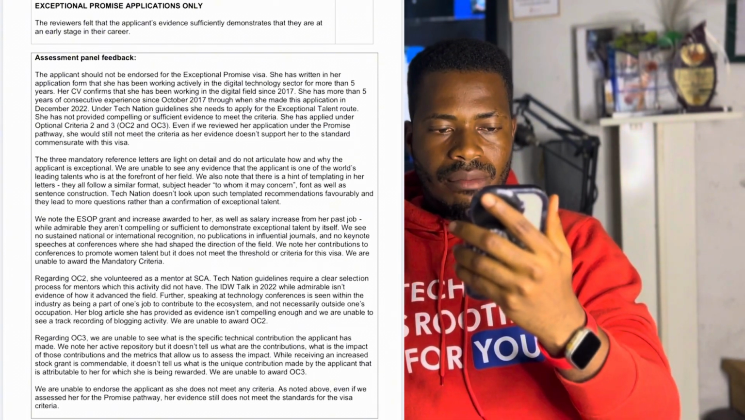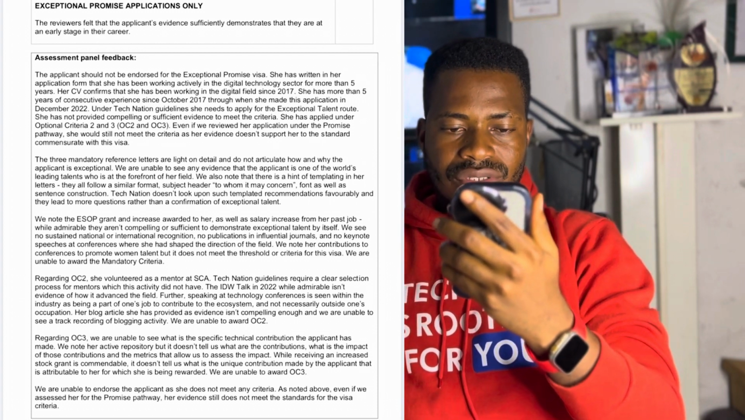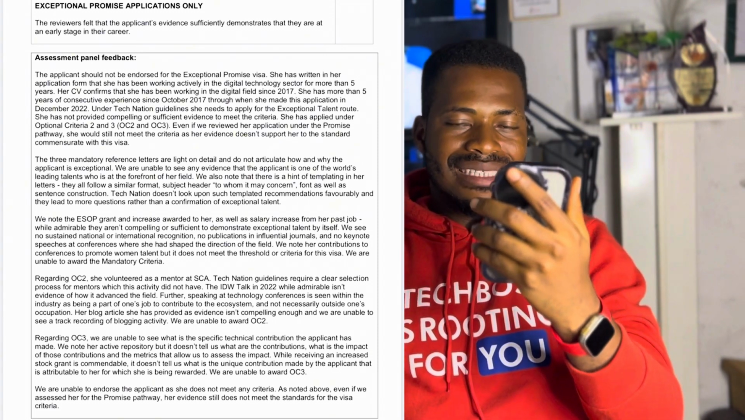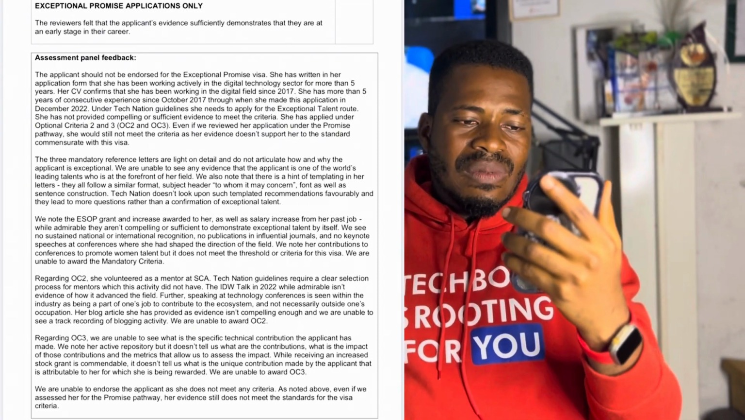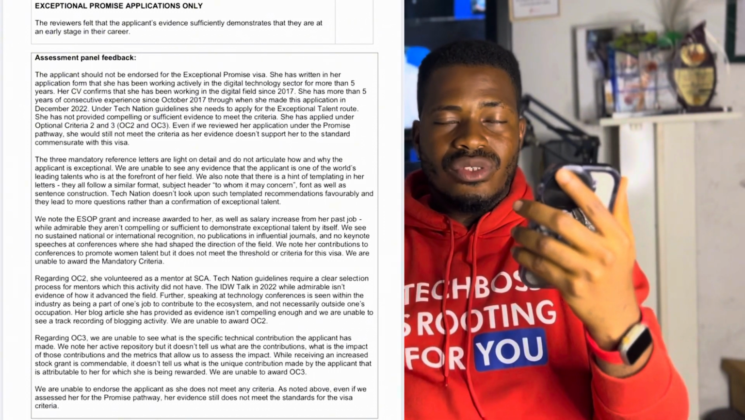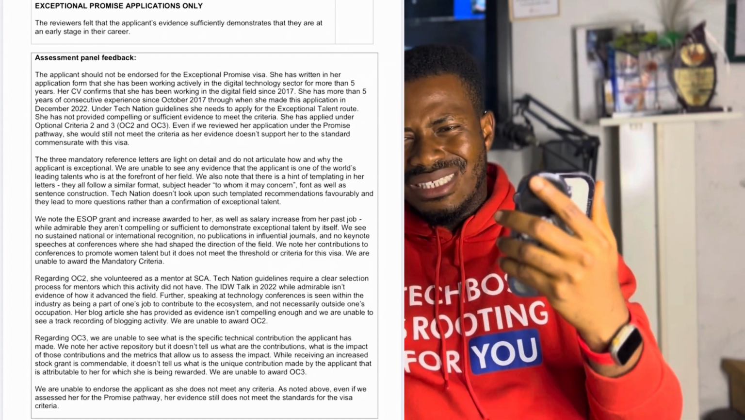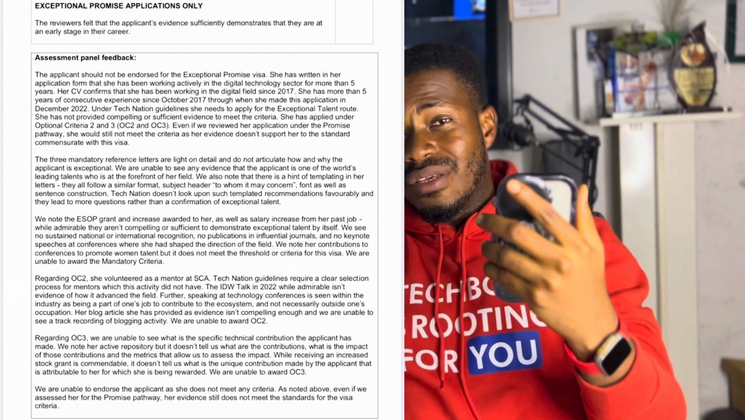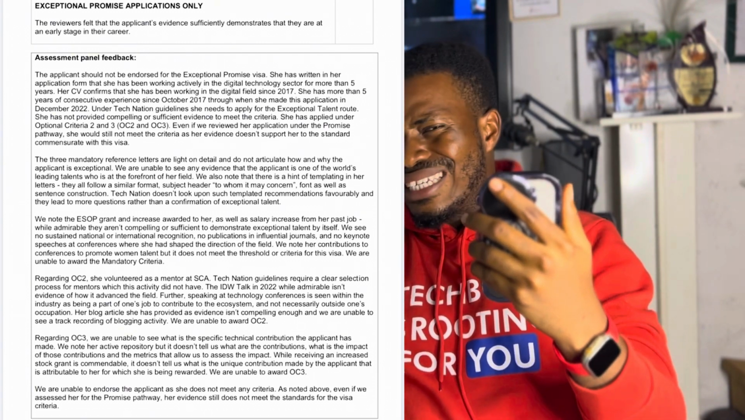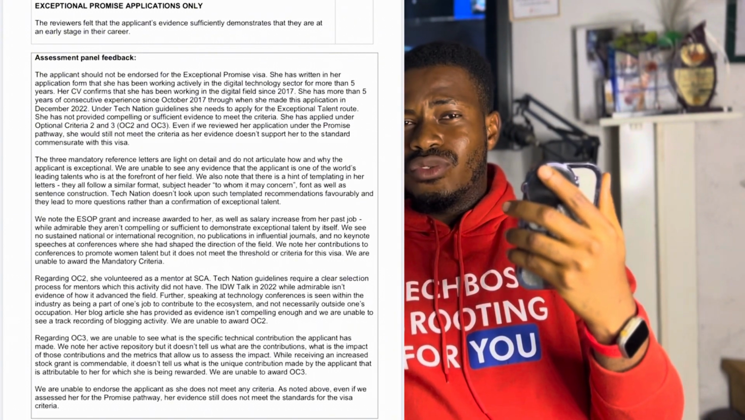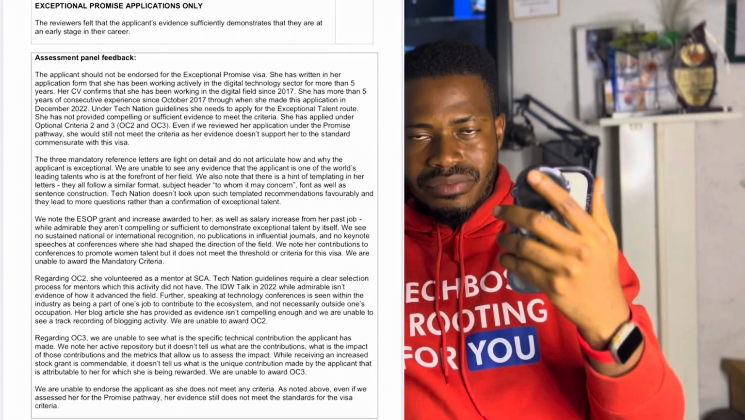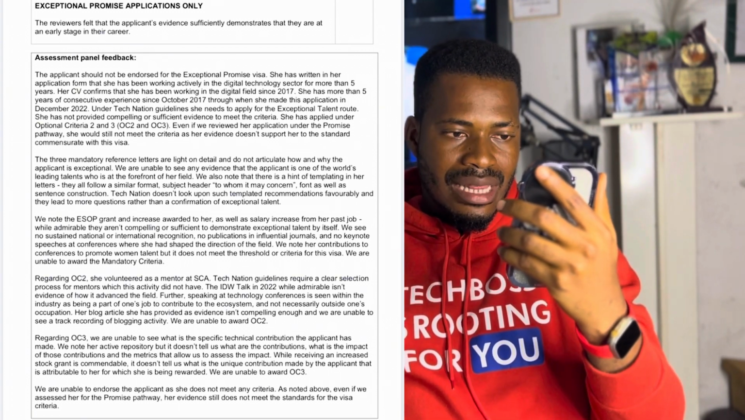So let's continue. The 3 mandatory reference letters are light on details and do not articulate how and why the applicant is exceptional. It means that she was really generic in her letter. It was light. So you really have to understand how to tell your recommender to write things that will show the details of how you meet the exceptional talent or the exceptional promise pathway. That's super important.